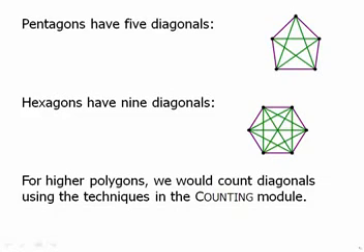For higher polygons, we could count diagonals using the techniques in the counting modules. That actually becomes a much harder problem to figure out. Say, how many diagonals does a polygon with 20 sides have? That's something we're not going to worry about right now. We're going to wait till we get to the counting problems. That's really much more a counting problem rather than a geometry problem. So don't worry about that right now.